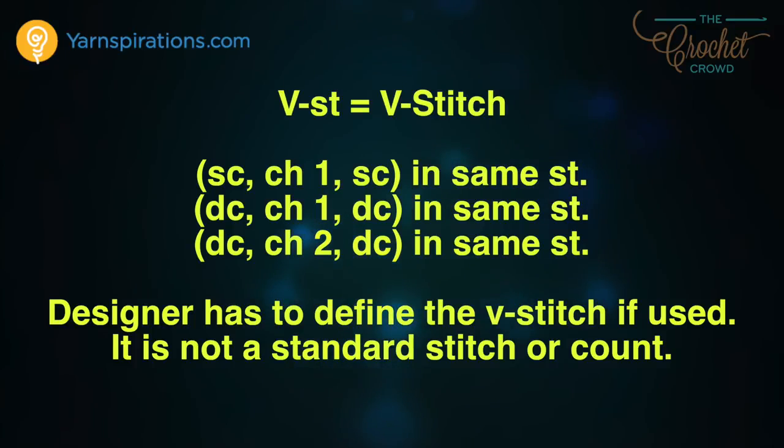So for example, a V-stitch could be single crochet, chain 1, single crochet into the same stitch. Could be even a double crochet, chain 1, double crochet into the same stitch, or it could be double crochet, chain 2, double crochet into the same stitch. It depends on the designer and the pattern that you're working on, so don't assume that it's standard.